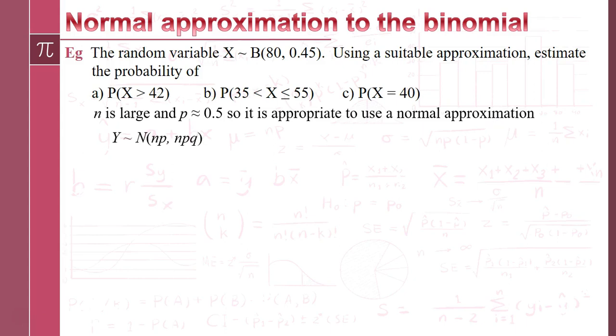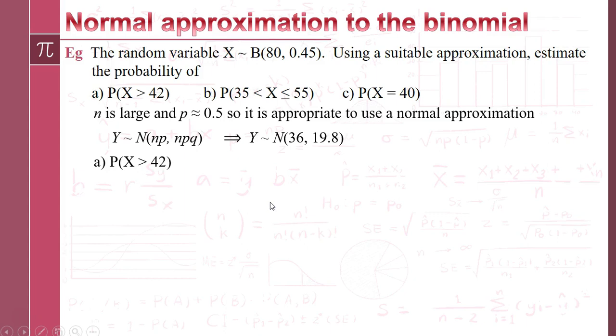Then I'm going to decide what my normal distribution is going to be that I'm going to approximate it. So there we've got mean and variance, those two values there. So that's n times p is 36, and n times p times q is 19.8. And so on we go.